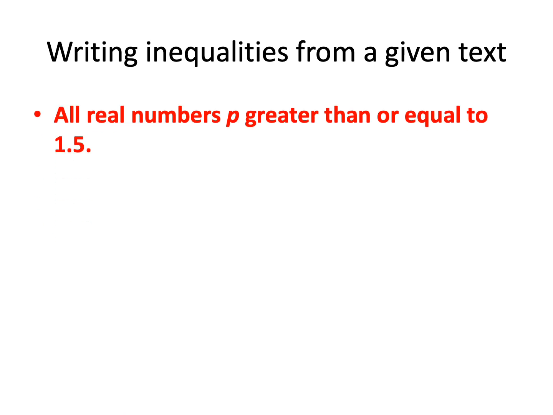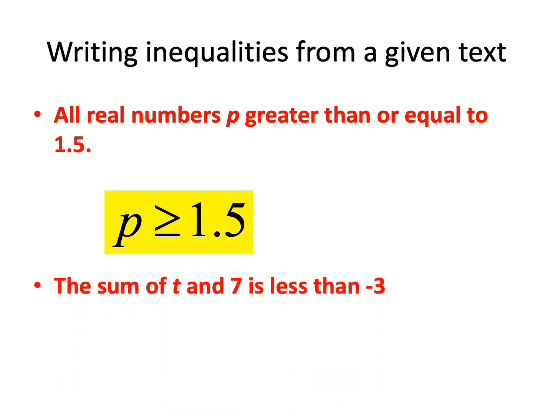All right, let's do a couple more. If you want to, pause it, write what you think it is, and then check yours against mine. So let's see. All real numbers p greater than or equal to 1.5. All real numbers p, well, that would be p. Greater than or equal to, that's kind of obvious, what symbol? Then 1.5. So that's the easy one. This is the more challenging one.